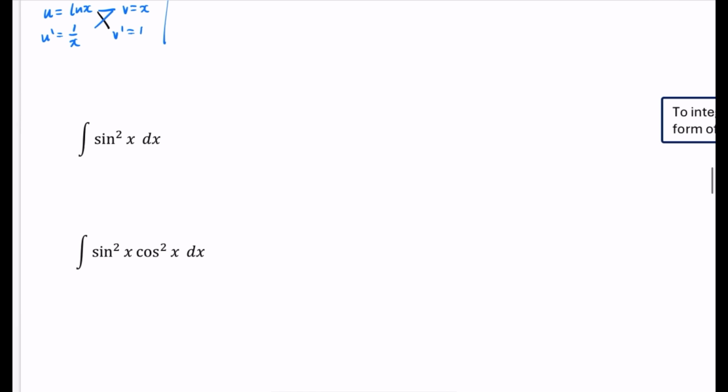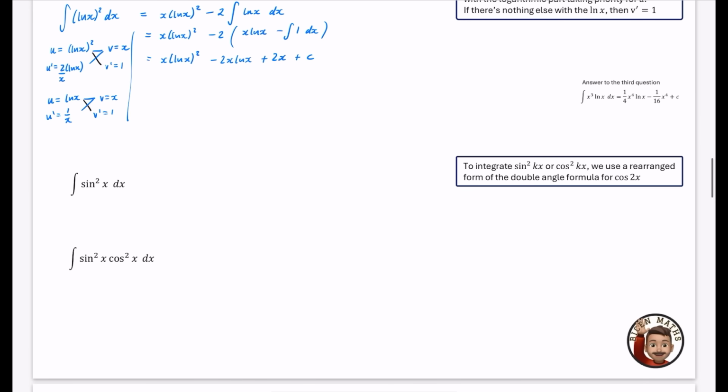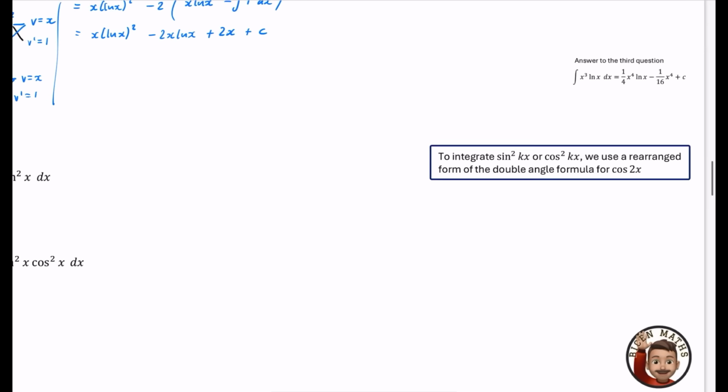Now, if we wanted to integrate sine squared x, these are always like right at the end of the exam paper. If you want to integrate sine squared kx or cos squared kx, we use a rearranged form of the double angle formula for cos 2x. So, cos 2x, there are 2 forms that you should know by heart. There are actually 3, but these are the 2 we're going to be using. It's either 2 cos squared x minus 1, or it is 1 minus 2 sine squared x.